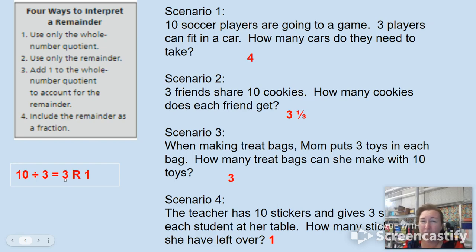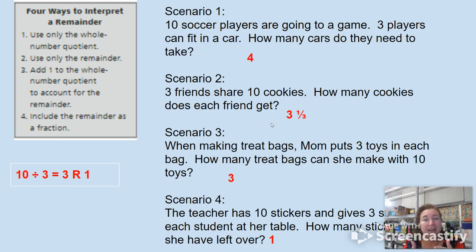I said, well, but that means 1 kid doesn't get to go. There are 10 soccer players. If you only take 3 cars, only 9 kids can go. How many cars do we need to take? So they realized quickly that we need to add 1 to the whole number quotient. We're going to need to take 4 cars, even though one of those cars is only going to have 3 kids in it. The next scenario, 3 friends share 10 cookies.